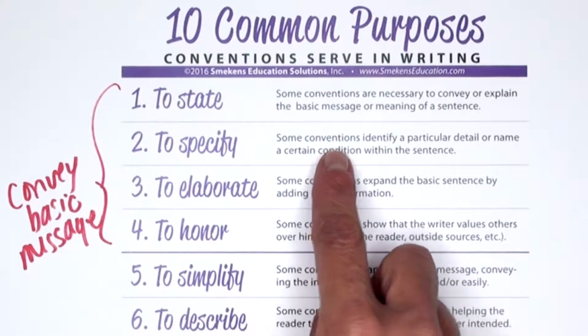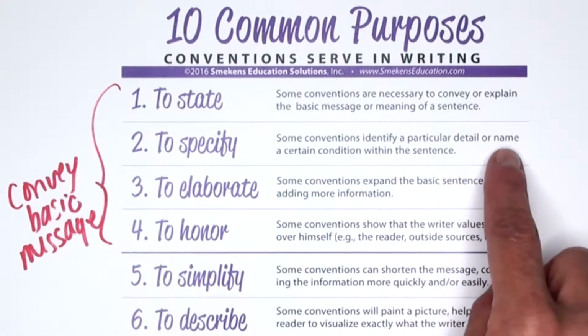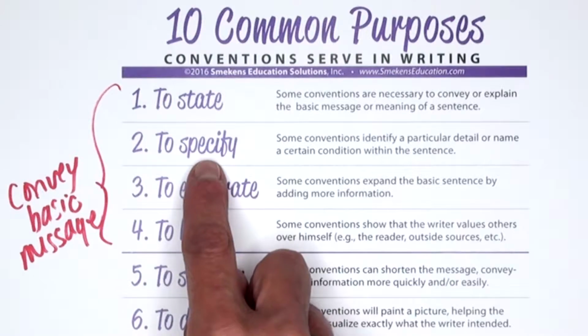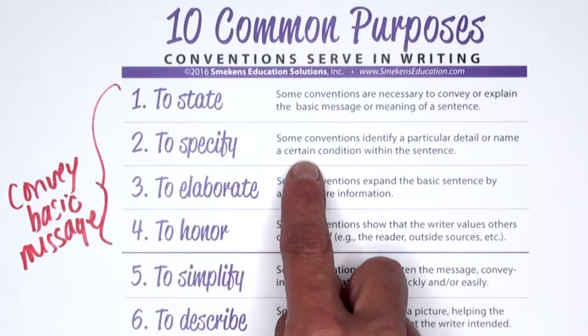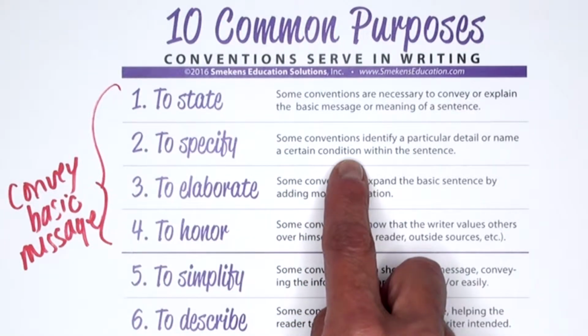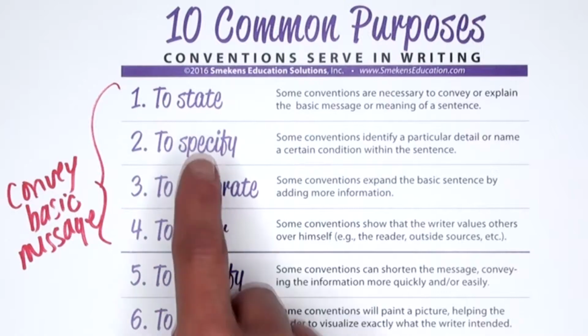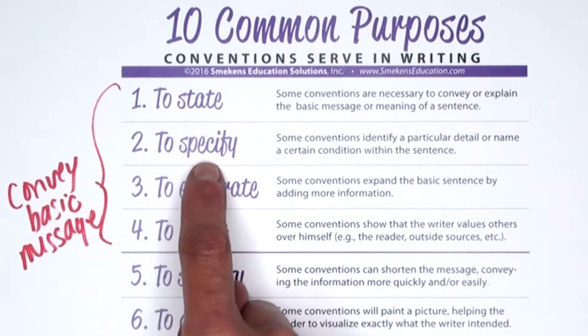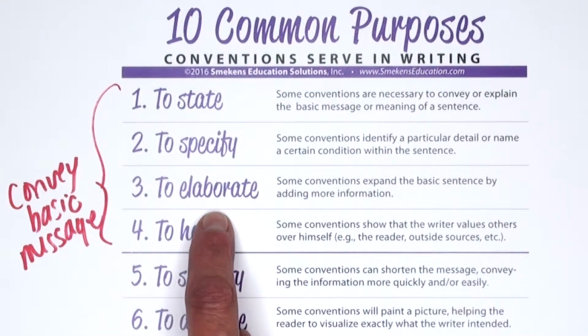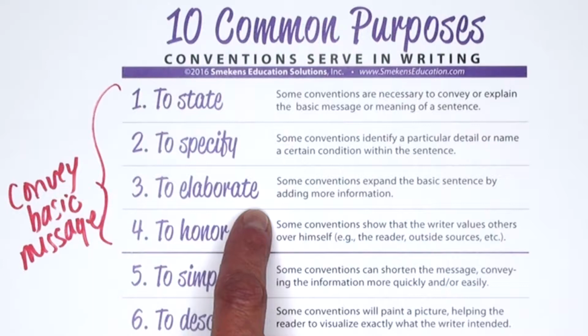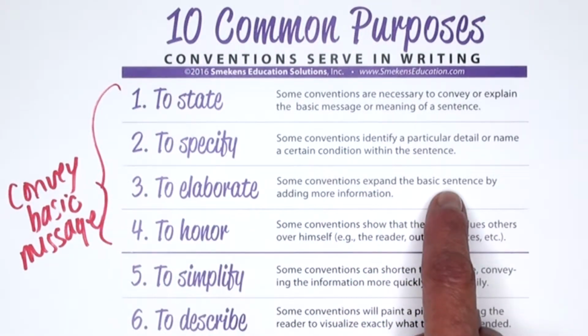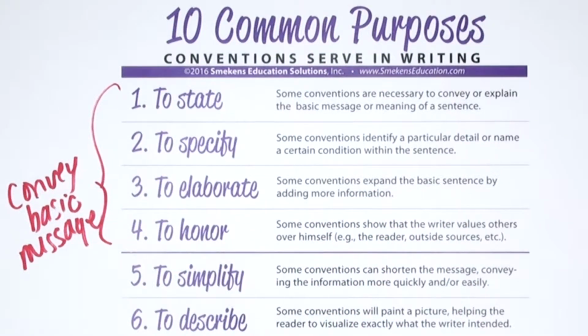Other conventions state a particular detail or name of something. They specify something specific, like proper nouns. Or they specify a certain condition, like possessives. The use of the apostrophe specifies who owns the object. While some conventions state information and others specify, skills like prepositional phrases elaborate on the information. They expand on the basic sentence, telling more about the where or the when.